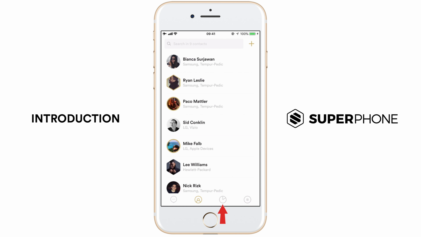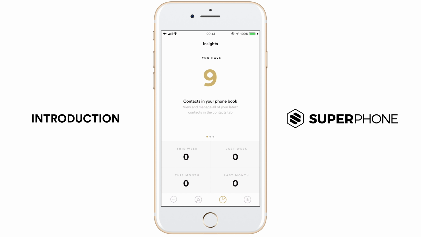Next is the Insights tab. On the first page, it displays the number of contacts in your phone book plus the number of people you've met this week, last week, this month, and last month. When you swipe to the left, it displays the quantity of products that were purchased from your store in the same time intervals. The last page displays the amount of revenue you've generated in total.